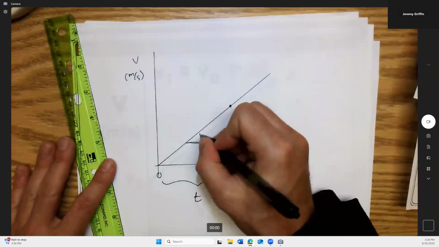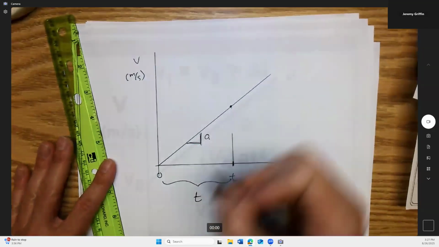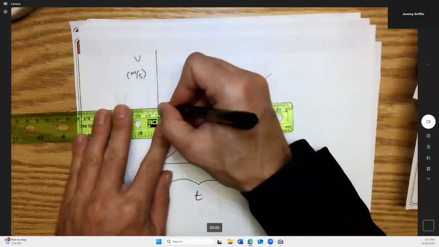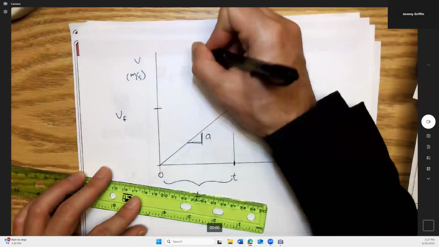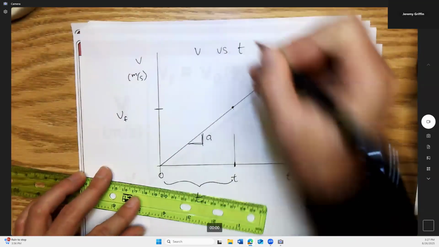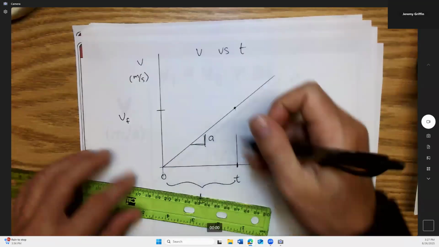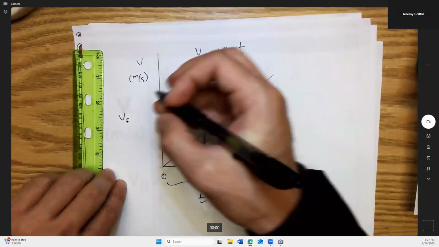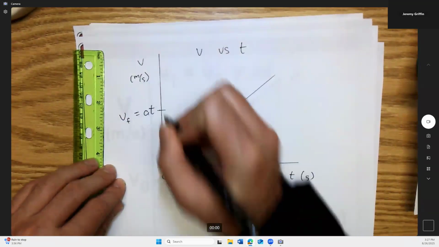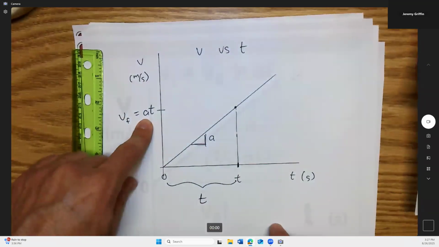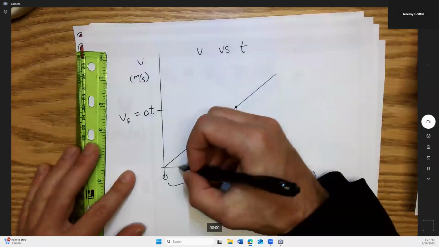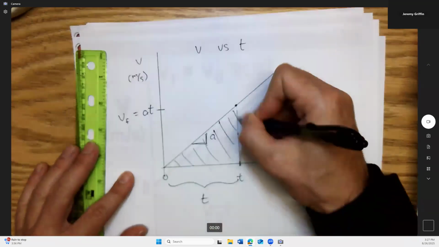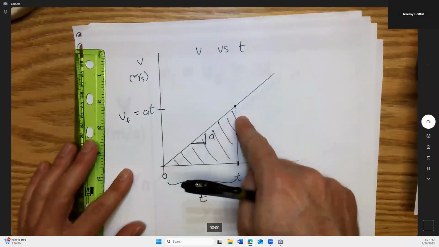And I know that this slope is a, for acceleration. So what's this final velocity, vf, that I build up to? This is v versus t. Could you guys say that this is a times t right here? I know we're short on time. Yeah, you guys agree with that? Okay. So the area of this triangle represents how far you would have moved in an accelerating situation.